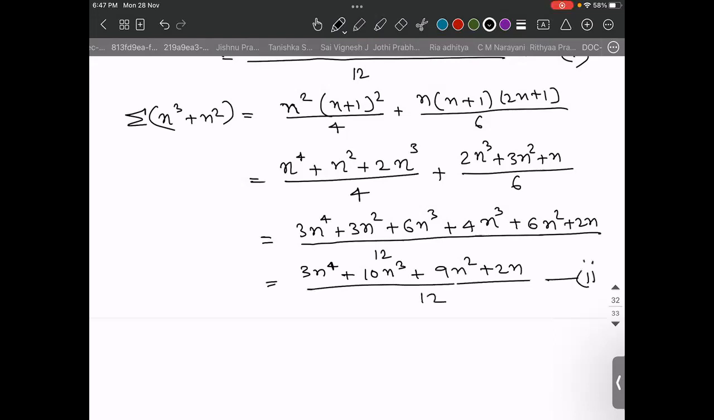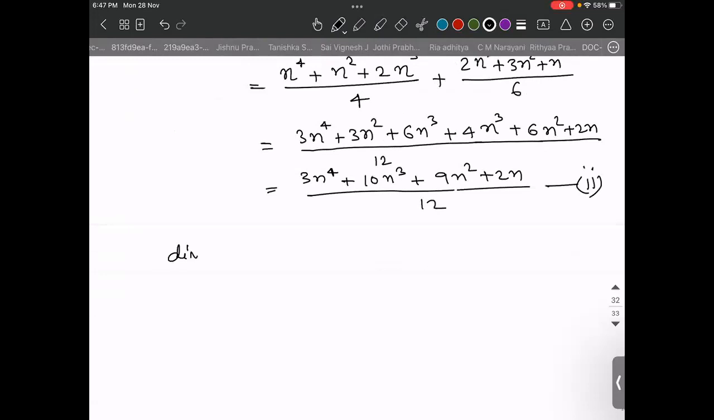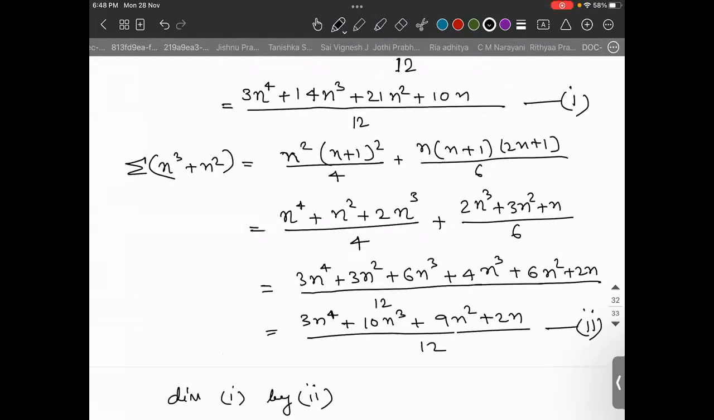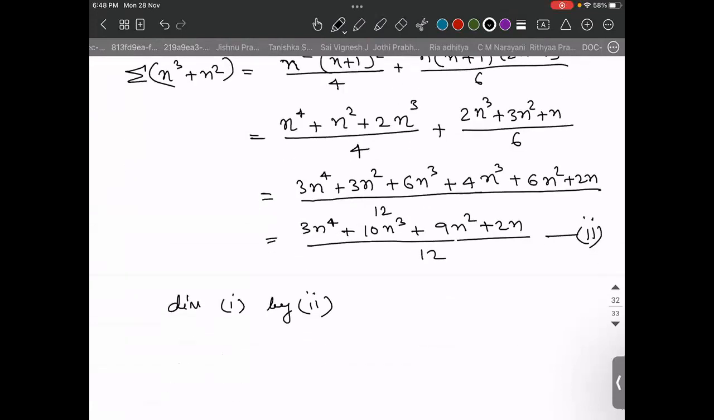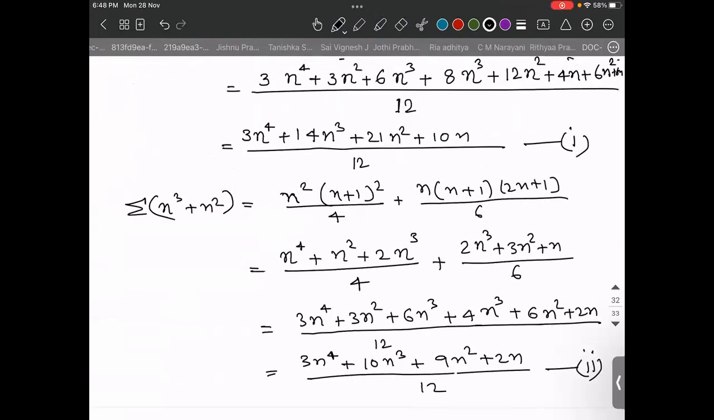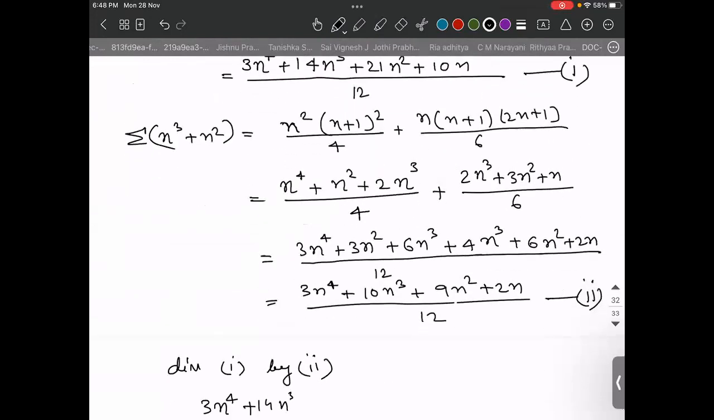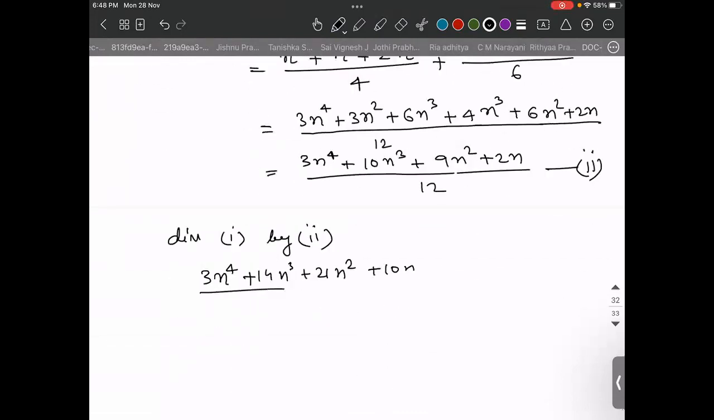So this is second. Now take the ratio. Divide 1 by 2. You have 1, you have 2. So 12 will get cancelled anyway, right? So 3n to the power 4 plus 14n cube plus 21n square plus 10n divided by 3n power 4 plus 10n cube plus 9n square plus 2n. Cancel, n will get cancelled.